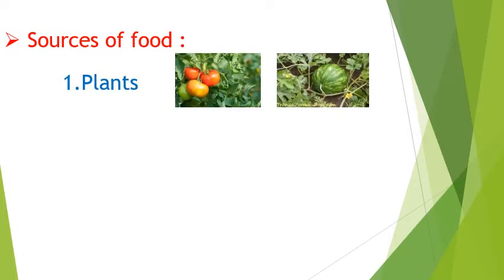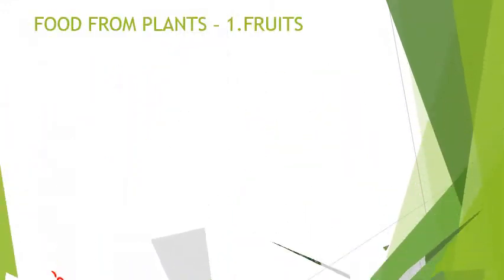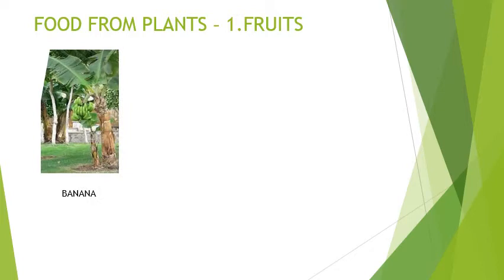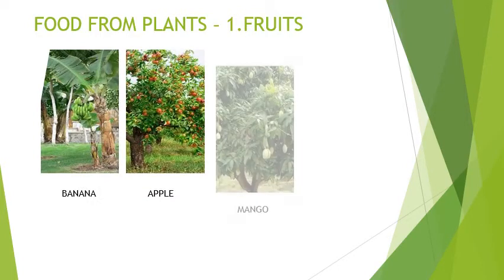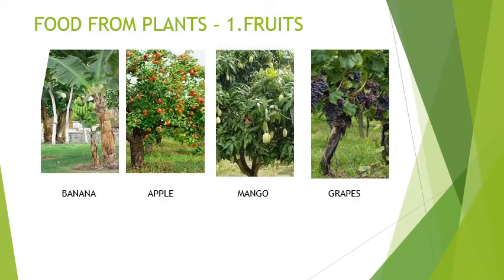Now, what are the different sources of food? That is, from where do we get our food? We get our food from mainly plants and animals. Let us see the foods which we get from plants. First one is fruits. We get fruits like banana, apple, mango and grapes from plants.